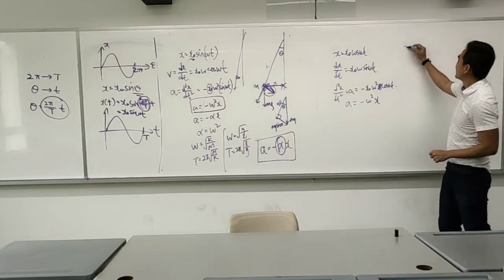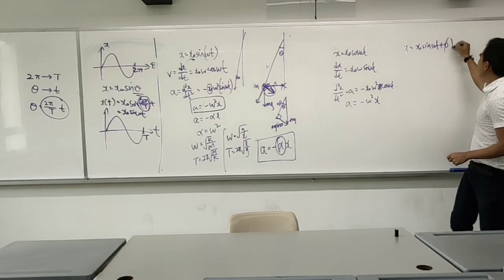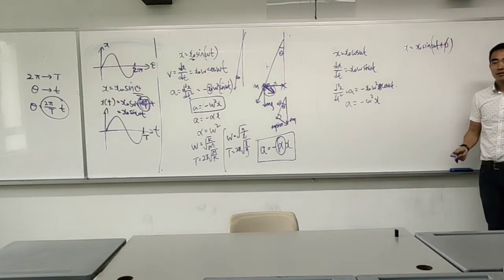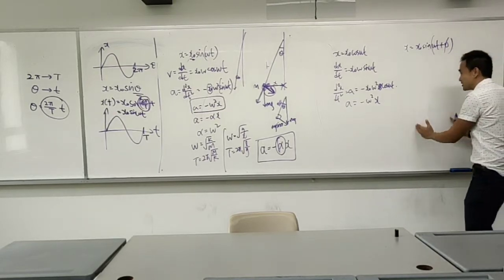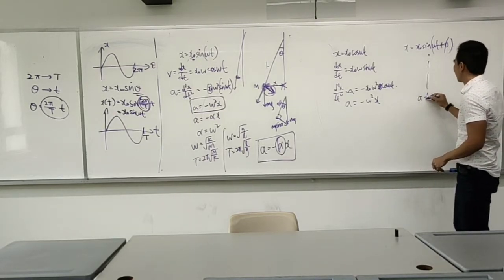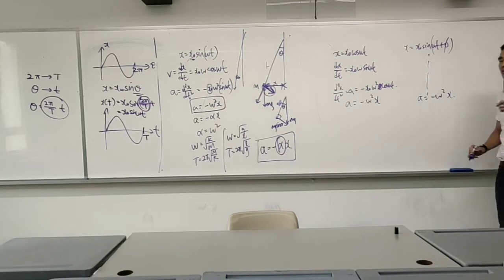In fact, I can use x equals x naught sine omega t plus phi, an arbitrary phi. It also follows. I just add 30 degrees or 29 degrees, it still follows. If you follow through the working, you will still get this. So that's the reason why.